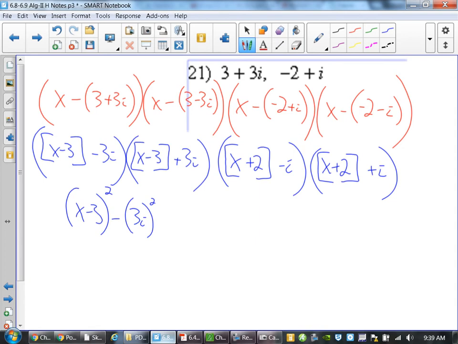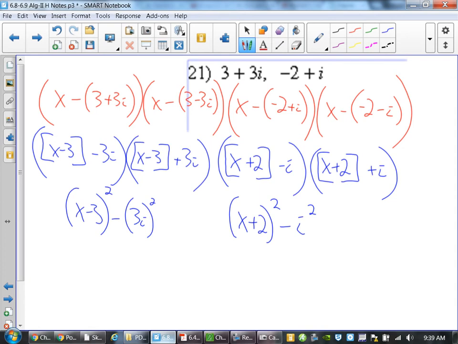Same thing on the other side. It's going to be the quantity x plus 2 squared minus i squared. I didn't have to worry about throwing the i in parentheses because there's no coefficient except for 1, so it's not going to be so bad.